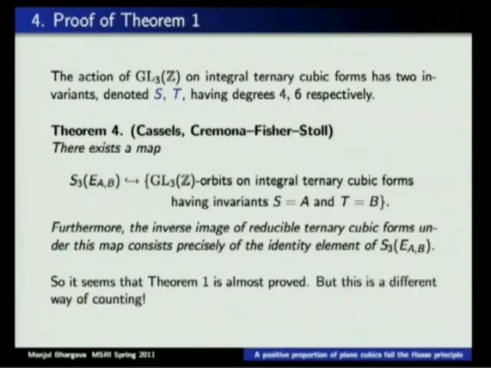But of course, it's a different way of counting. We haven't taken ternary cubic forms in a big box. We're identifying some of them with Selmer elements of E_{A,B} and then ordering them by the size of A and B. And that's a little different. So how do we get theorem 1 from this? At least we now have lots of ternary cubic forms that fail the Hasse principle.